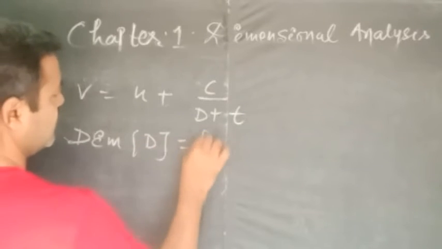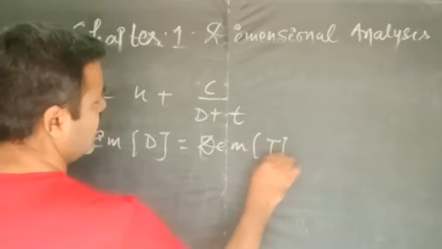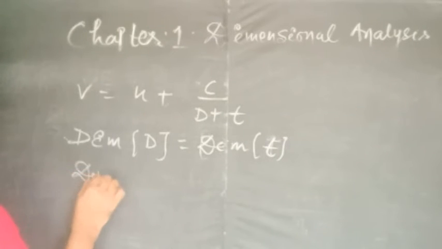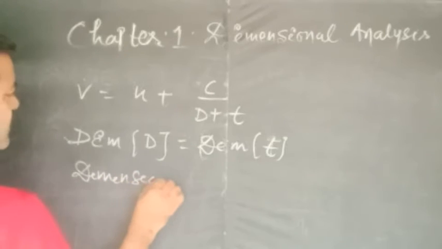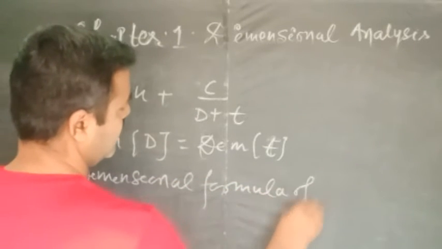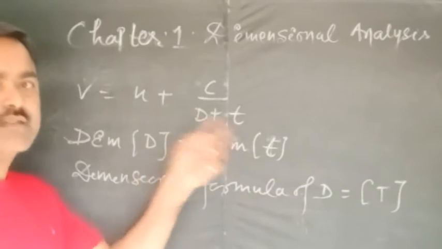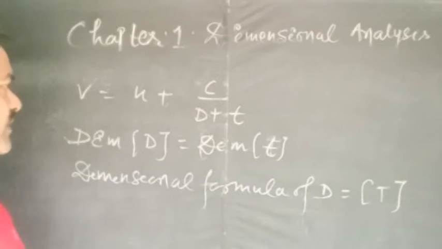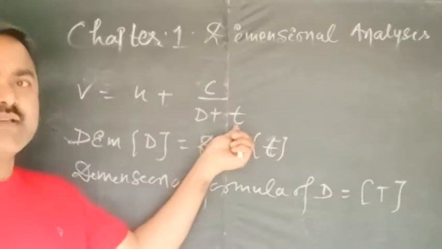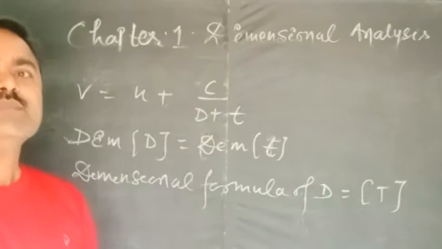the dimensional formula of D is equal to the dimensional formula of T, and T is the time. So the dimensional formula of D is T. Why? Because these are separated by plus, and this is the time. Now, how can you find the dimensional formula of C?